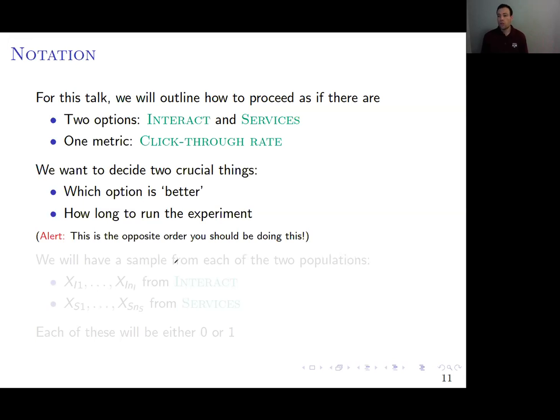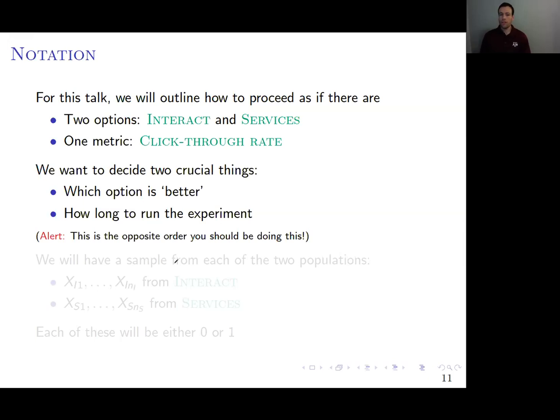So we want to decide two crucial things. Which option is better? Or maybe more particularly, is services better than interact? And then how long do we want to run this experiment? So how long are we going to be allocating users to these two different options before we stop doing that? We want to make the decision as fast as we can because we want to roll out a better design as soon as we've identified it. But we don't want to make the decision too hastily and maybe swap in something that's not as good, or replace the status quo with something that's just the same, but now we've disrupted the user experience.